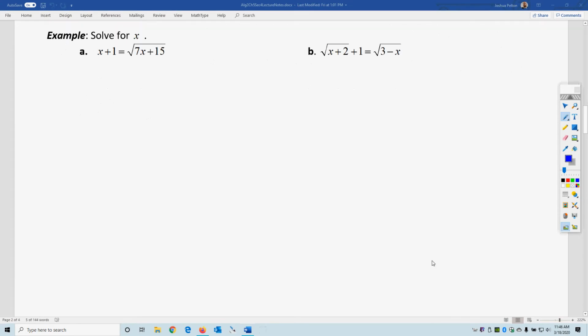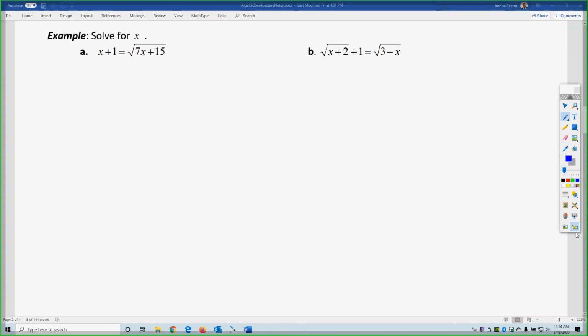So in this case, the goal here is to get rid of the radicals. To do so, we're going to use exponents. So since this is a square root, we're going to use a square on both sides to cancel the radical. Since it's a square root, it will cancel it.